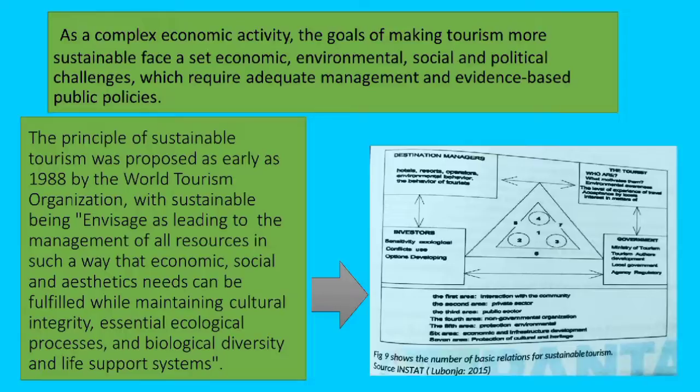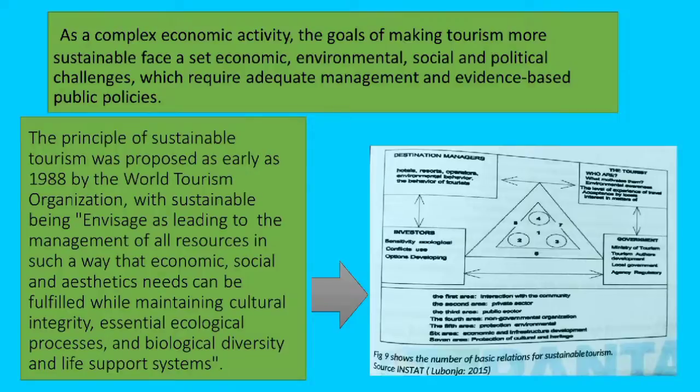This shows the basic relations for sustainable tourism in this figure. You can see the first area, which is interaction with the community, where the community and visitors exchange. The second area is the private sector, which means private ownership and control. Third area, public sectors, include public goods and governmental services such as military, law enforcement, infrastructure, public transit, public education, along with healthcare. Fourth area, the non-government organizations, which are voluntary groups of individuals or organizations usually not affiliated with any government.